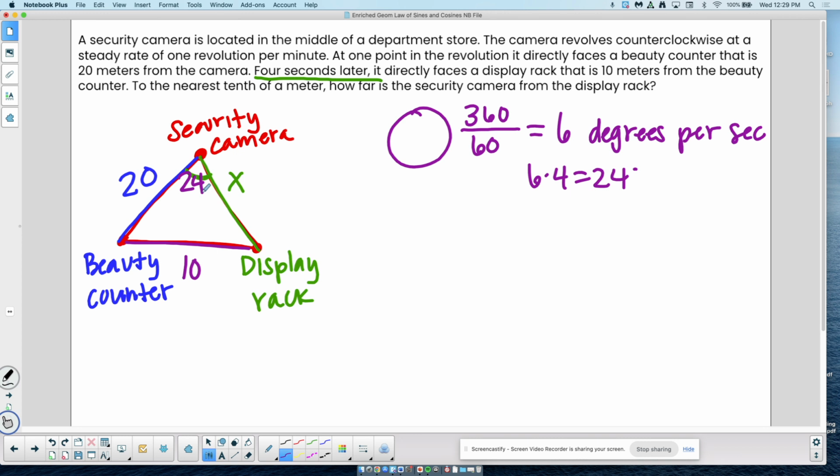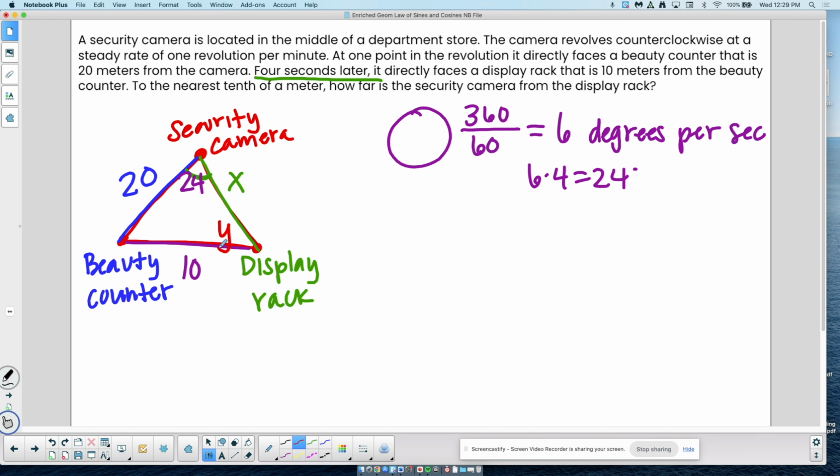So this is a good start to our problem. Because now I have at least 2 matching sides. I know 24 is across from 10. But I don't know what my angle measure is across from x. And I don't know what my angle measure is across from our display rack. And unfortunately, we can't just jump into this position here because we don't have enough information. So it's kind of a multifaceted problem. We first got to figure out what this angle is here before we can solve the rest.